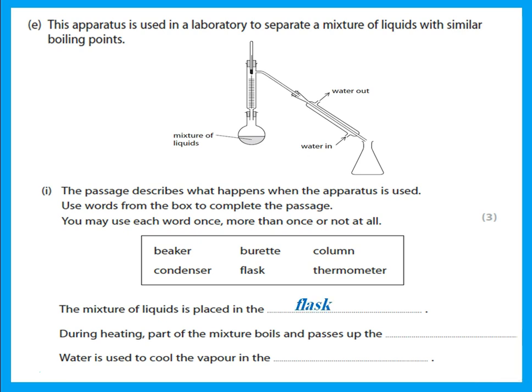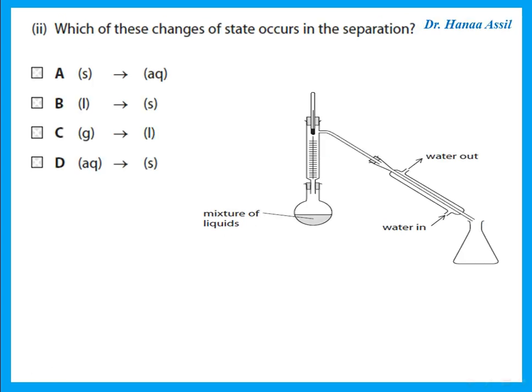In the flask. During heating, part of the mixture boils and passes up that long thing there, that is a fractionating column. So we say that in fractional distillation, you heat the mixture of liquids in a flask, they boil and they go up the fractionating column, and then the water is used to cool the vapor in the condenser so that the fractions come out depending on boiling point. Remember, the one with the lower boiling point is the one that is collected first.